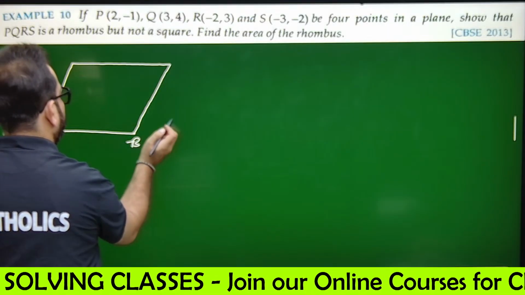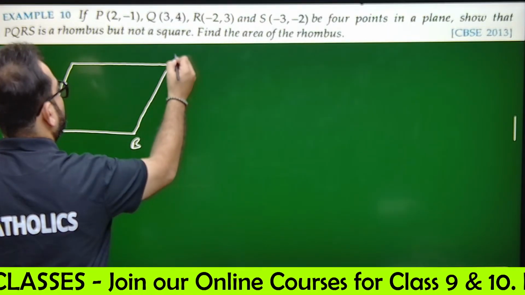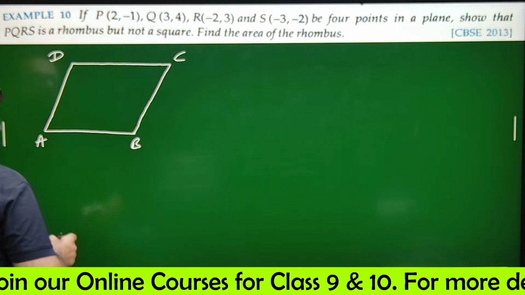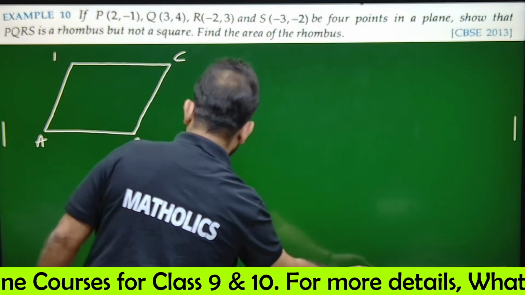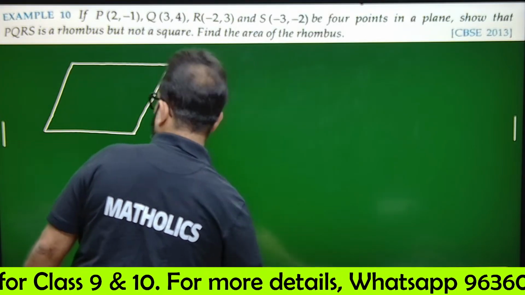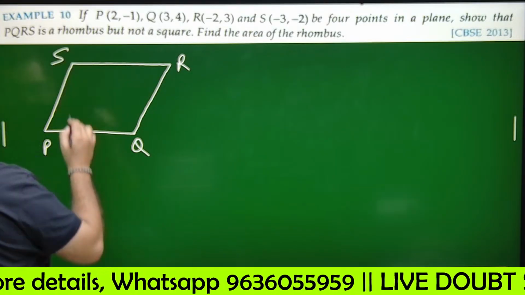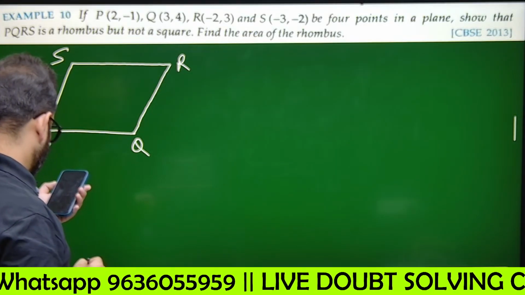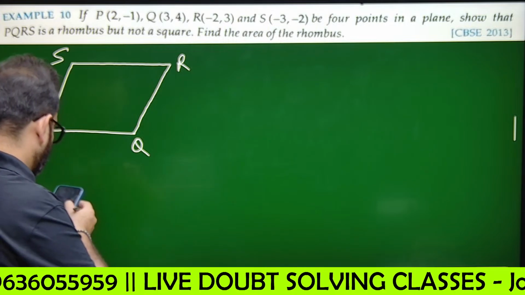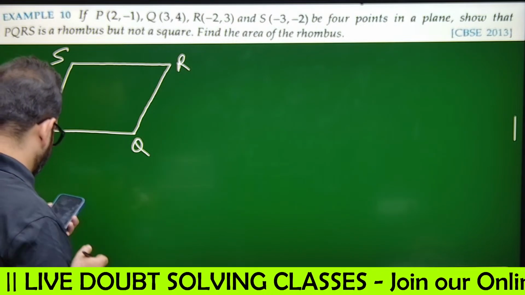A, B, C, and D. No, it is PQRS. So PQ. What is a rhombus? Anyone in the comments? Can you tell me what is a rhombus?